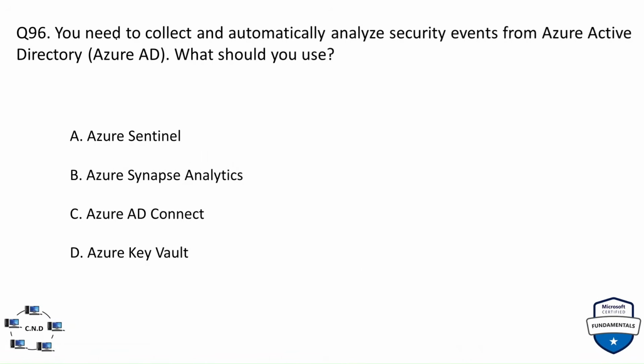Question number 96: you need to collect and automatically analyze security events from Azure Active Directory. What should you use? The options are A, Azure Sentinel, B, Azure Synapse Analytics, C, Azure AD Connect, and D, Azure Key Vault. And the correct option is Azure Sentinel.